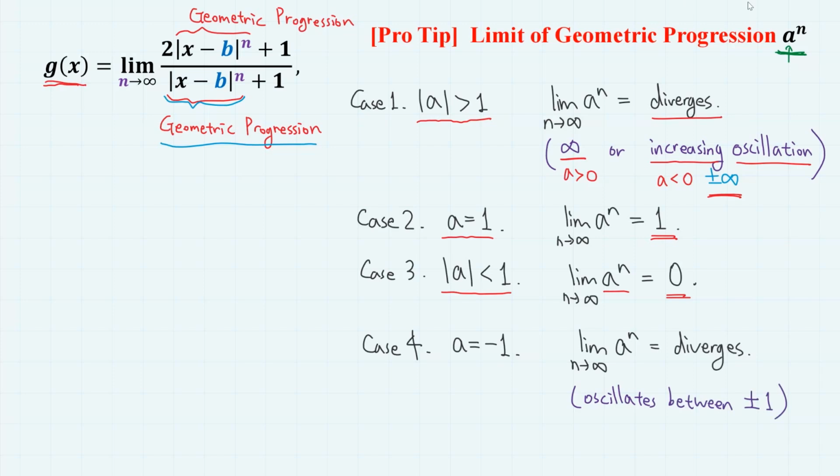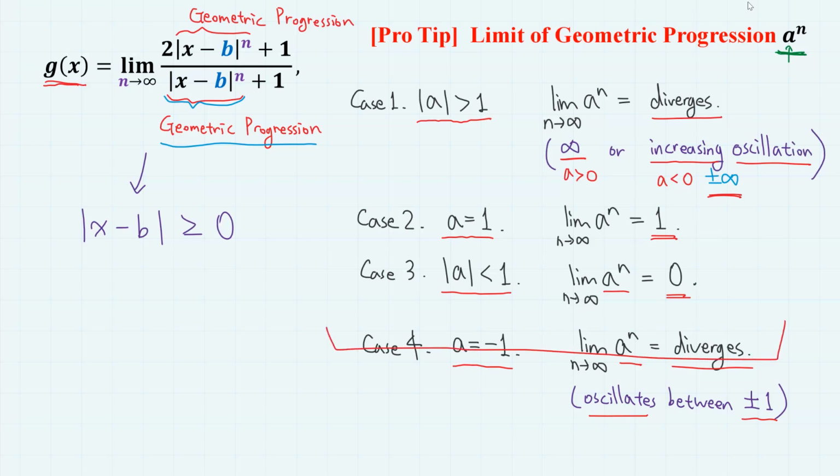And the last case. Usually the case where a is exactly negative 1 is dealt separately in many problems. In this case, a to the power of n now oscillates between positive 1 and negative 1 without approaching a single value, hence the limit also diverges in this case. In our problem, the common ratio, which is absolute value of x minus b, is always greater than or equal to 0. This means that we can rule out case 4 where the common ratio has the value of negative 1. So let's deal with the remaining 3 cases.